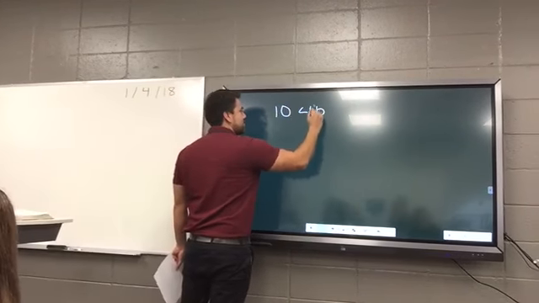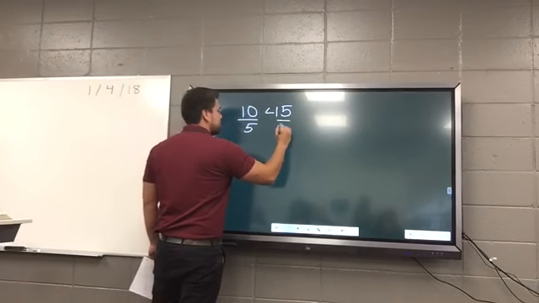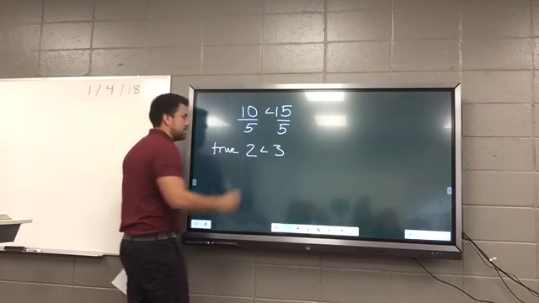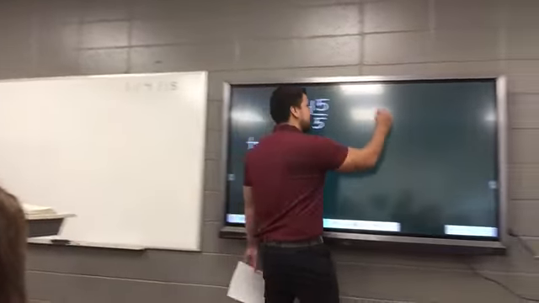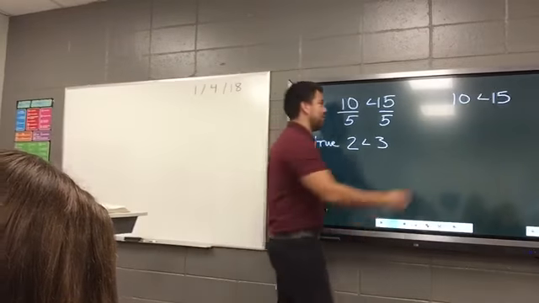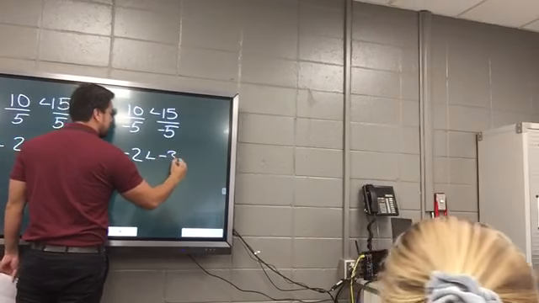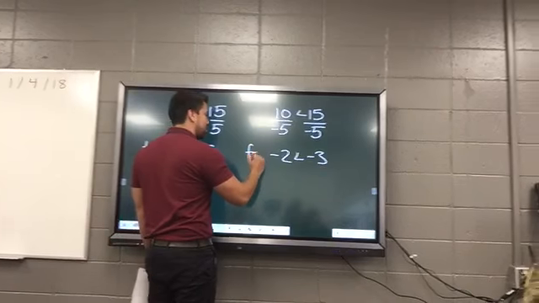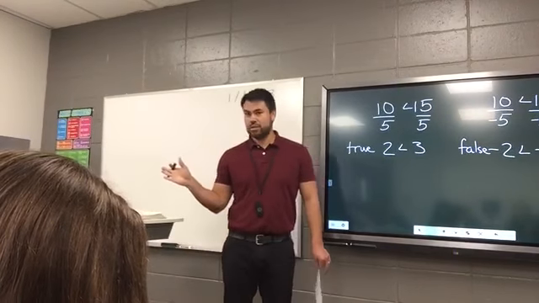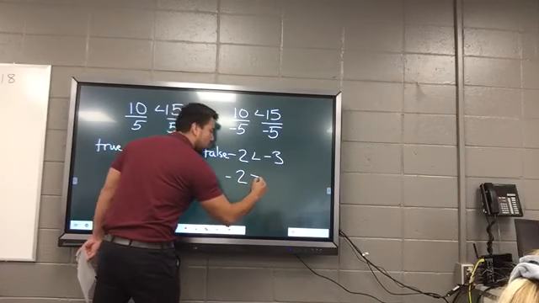10 is less than 15. All right, I'm going to divide both sides by 5. That gets me 2 is less than 3. Is that true or false? That is true. I'm going to take that same inequality, and this time I'm going to divide both sides by -5. So I get -2 is less than -3. Is that true? Oh, that is false. In order to make it a true inequality, all I have to do is switch the direction of the inequality. So instead of -2 is less than -3, it's -2 is greater than -3.